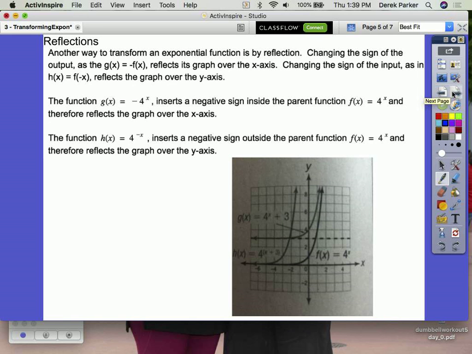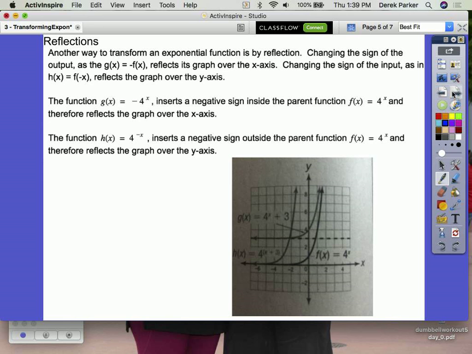Reflections. Okay, remember what a reflection is. It's a mirror image of that shape. Another way to transform an exponential function is by reflection. Changing the sign of the output, as in g of x equals negative f of x, reflects its graph over the x-axis. Changing the sign of the input, as in h of x equals f of negative x, reflects over the y-axis. Okay, an easier way to remember that.